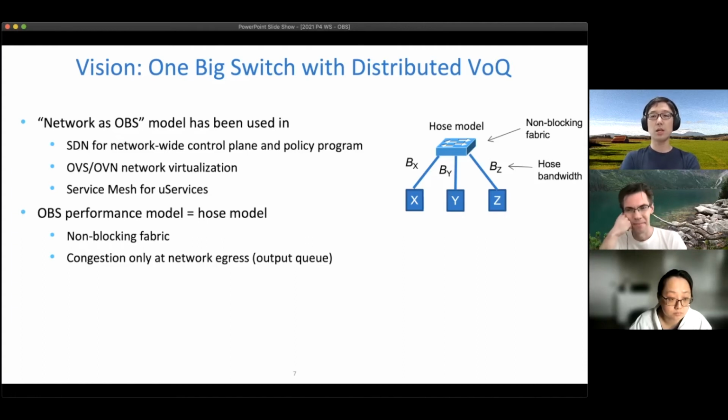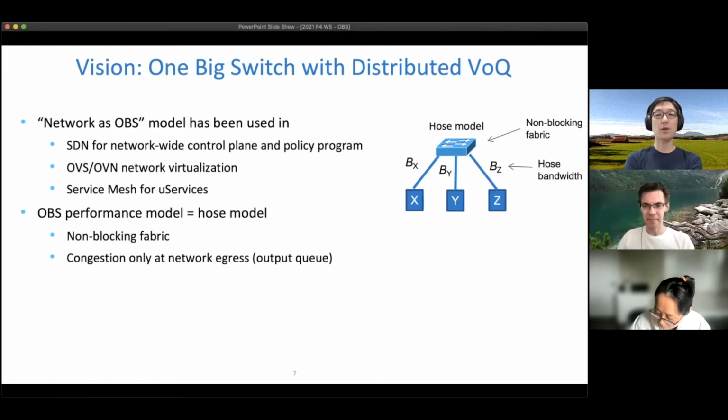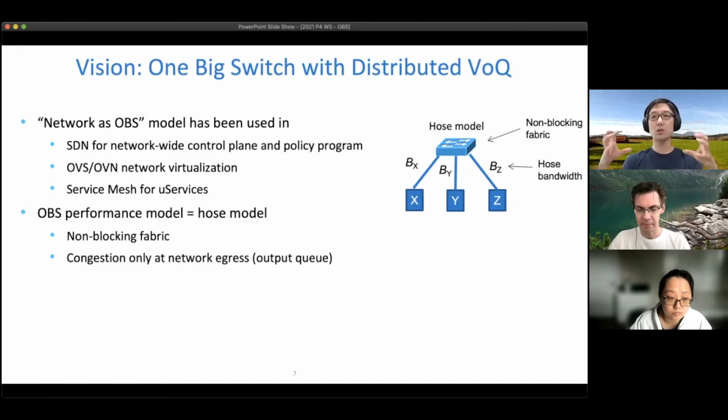And the model itself is a non-blocking fabric. So there is no congestion or blocking happening within this switch model. As a result, the congestion happens only at the network egress or the output queue, connecting the entire switch abstraction down to each individual receiver.